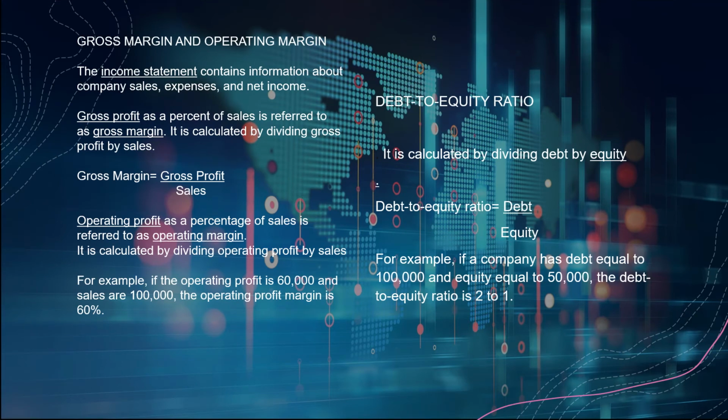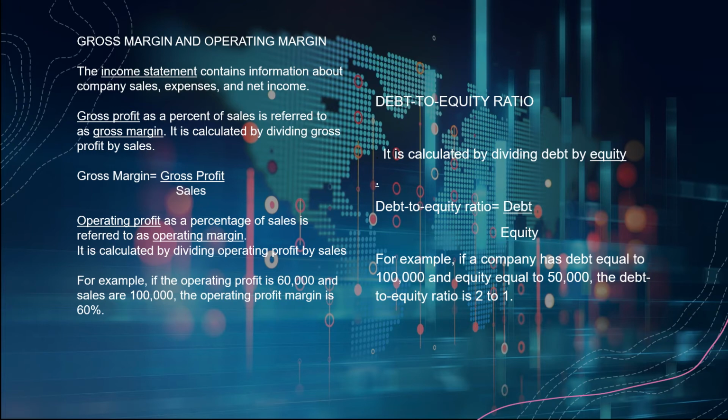Gross margin and operating margin. The income statement contains information about company sales, expenses, and net income. It also provides an overview of earnings and the number of shares outstanding used to calculate earnings per share. Gross profit as a percent of sales is referred to as gross margin. It is calculated by dividing gross profit by sales.